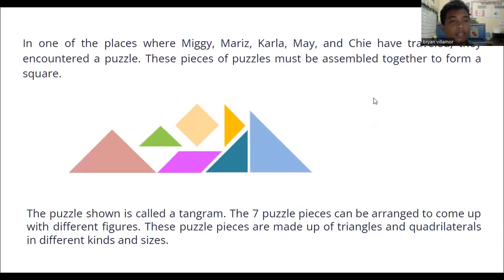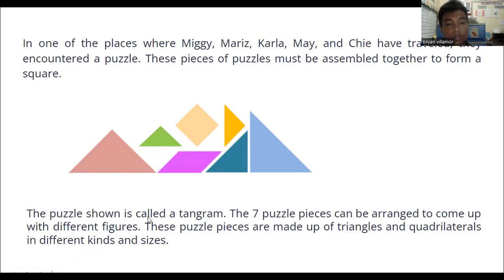In one of the places where Miggy, Maris, Carla, May, and she have traveled, they encountered a puzzle. These pieces of the puzzle must be assembled together to form a square. So, how to assemble that one? Okay, to form a square.